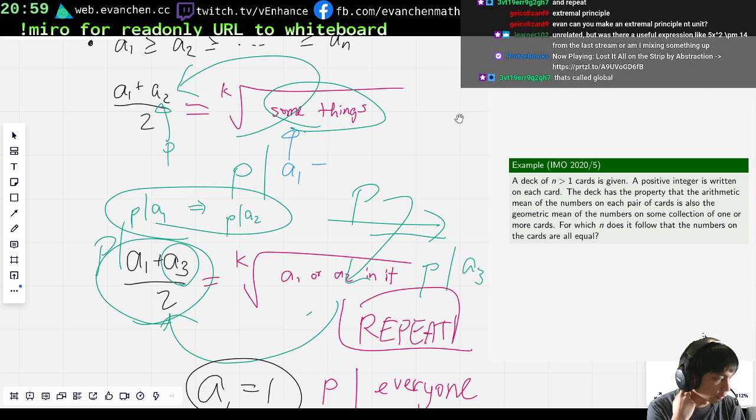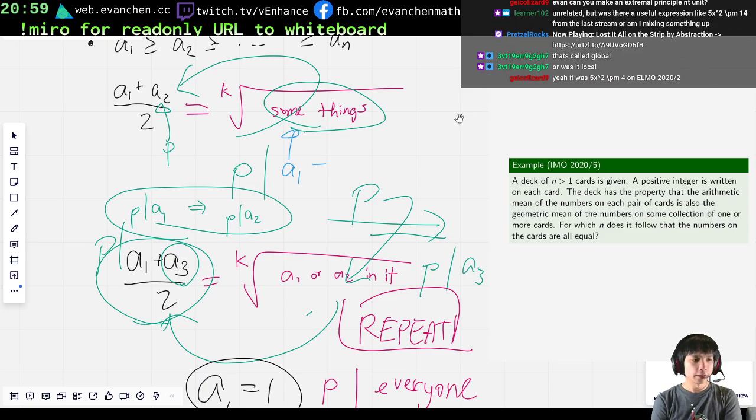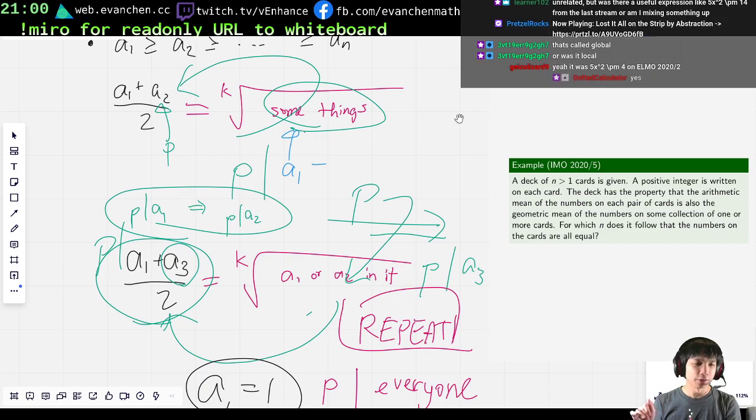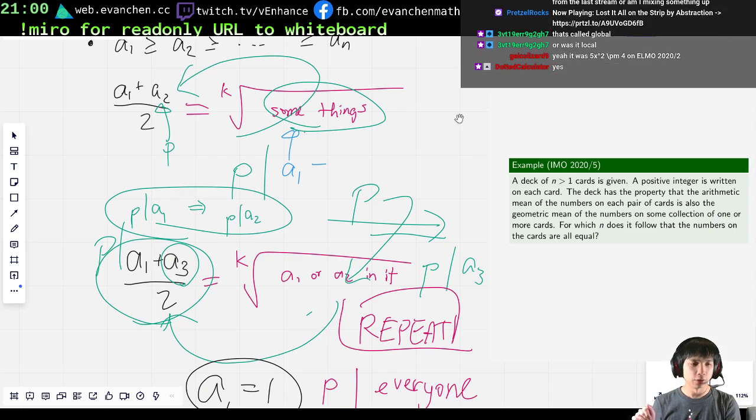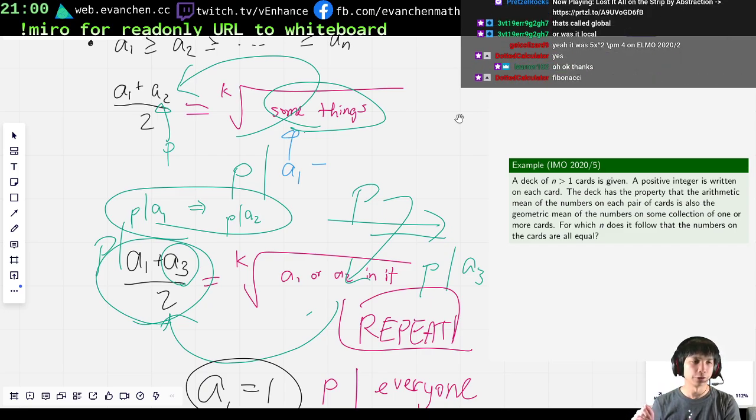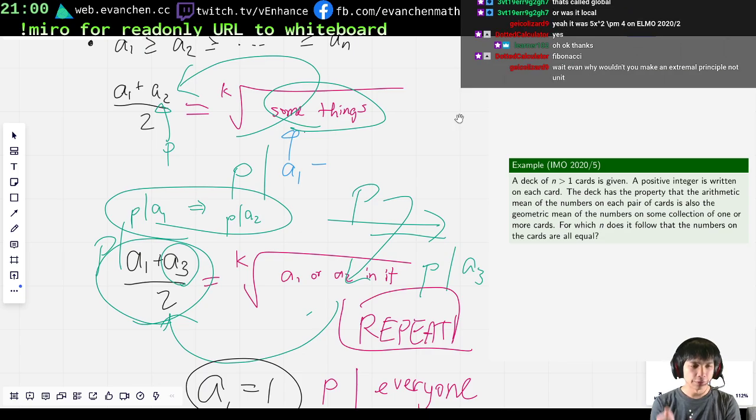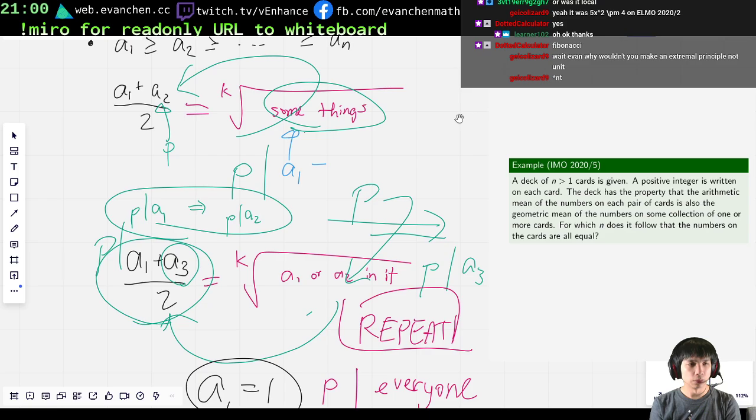Unrelated, was there 5x squared plus minus 14? It was 5x squared plus minus 4. And the reason is, this is exactly an example of a problem where I do not want the student to say the lesson I learned from this was to look at the configuration with minimal sum. Because that's not the idea. The idea is you just find that if there's a prime P that divides A1, it bubbles through everything.